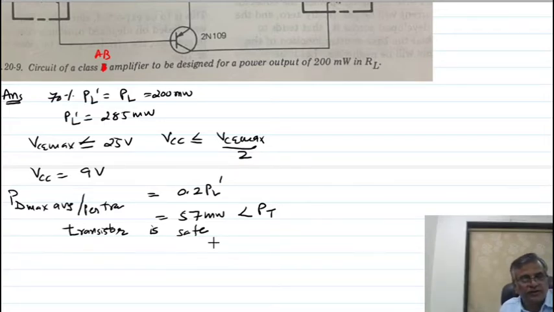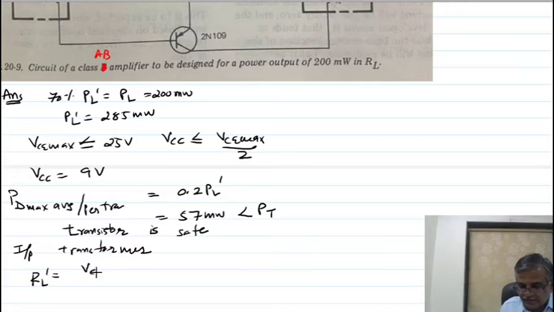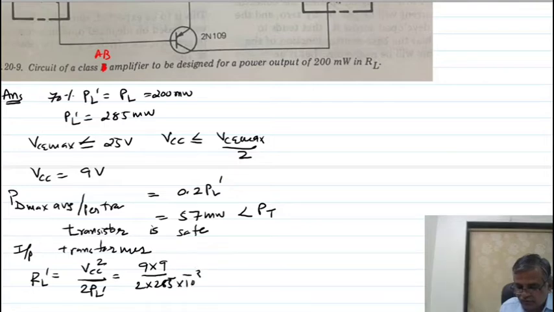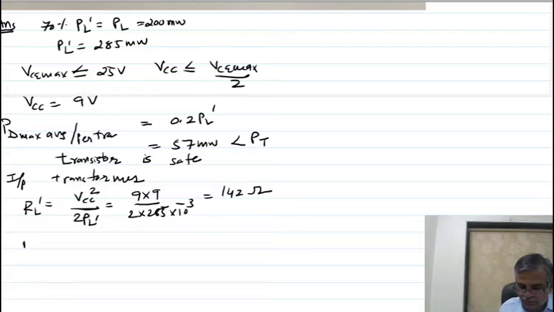Transistor is safe, it is operated in a safe region. Now, for the output transformer: RL' = VCC square by 2 PL' = 9 into 9 upon 2 into 285 into 10 raised to minus 3, it is 142 ohm. You know everything, this is the same revision. So RCC is 4 RL', it is 568 ohms, it is nearly about 600.